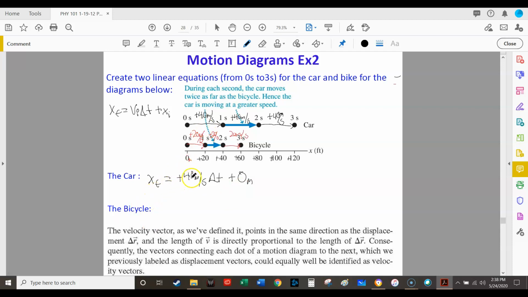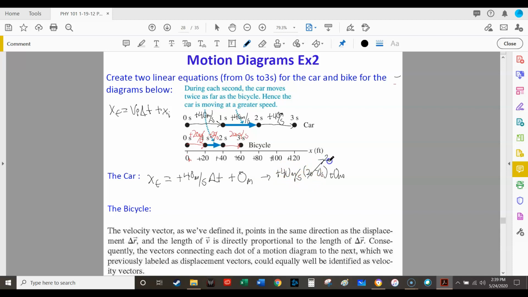So the car's velocity is positive 40 meters for every second, times delta t. And so we could actually try it out. Let's say we predict the position at the 2 second mark. Hopefully it'll wind up being 80. So the car was moving from 2 seconds minus 0 seconds, plus 0 meters. The car had moved from 0 to 2 seconds at a constant velocity of positive 40 meters for every second.